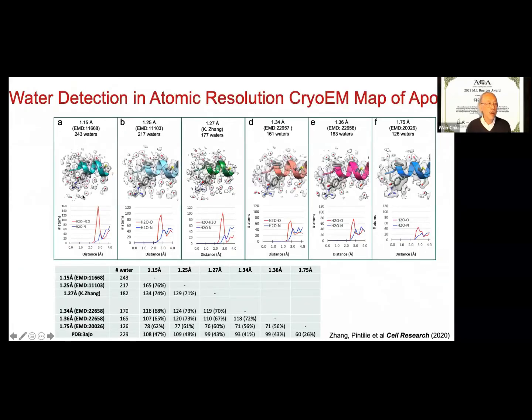And finally, I want to make a comment about the detectability of the water in such a map. And so we do see that when we compare the water molecules between our 1.27 angstrom map with the higher resolution density maps, 70%, 75% of the water are overlapping with the high resolution density maps, 1.25 and 1.15.